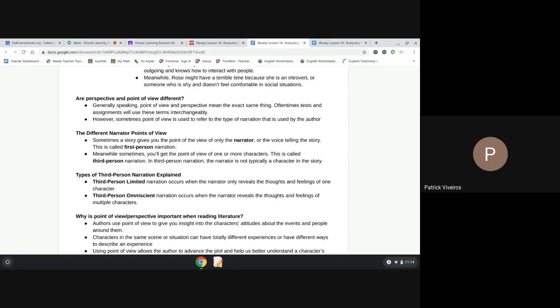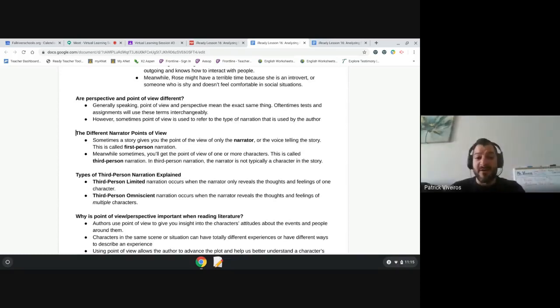There are two main types. Sometimes a story gives you the point of view of only the narrator, or the voice who's telling the story. This is called first-person narration. In first-person narration, you'll see the author use a lot of pronouns like I, me, my, our, us, we, in order to explain the events and experiences within the story. Meanwhile, some other times you'll get the point of view of one or more characters. This is called third-person narration. In third-person narration, the narrator is not typically a character in the story, and they're telling the story of other people. So in third-person narration, you would not see pronouns such as I, we, my, or us being used. You would see more he, she, they, her, his, instead of those first-person pronouns.